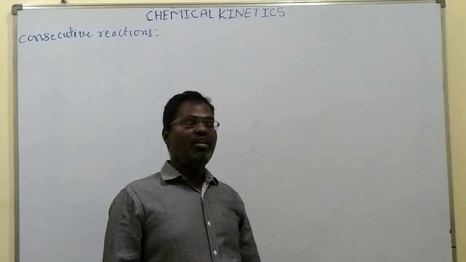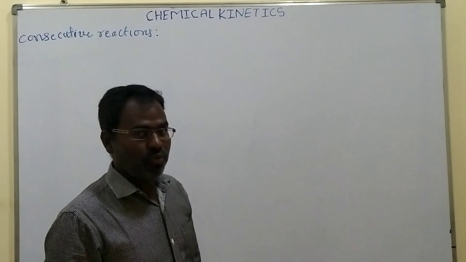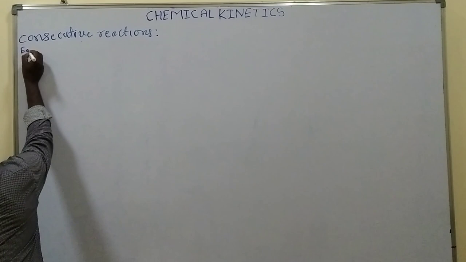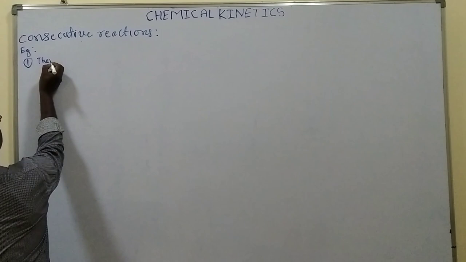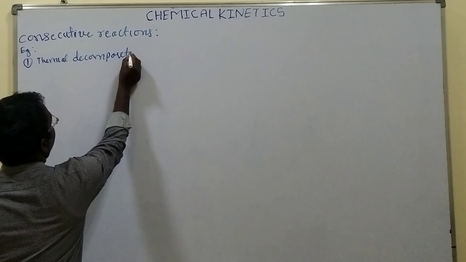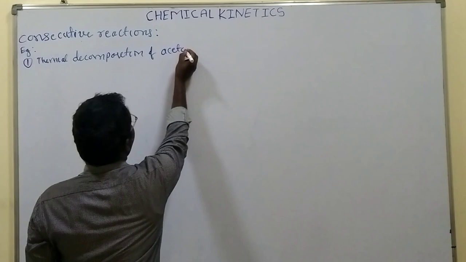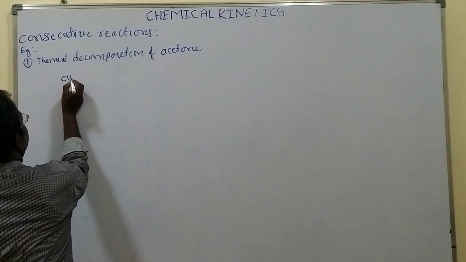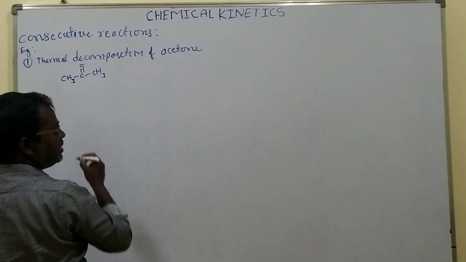For instance, let us take the thermal decomposition of acetone. Acetone is the ketone. Its structural formula is CH3C double bond O CH3.